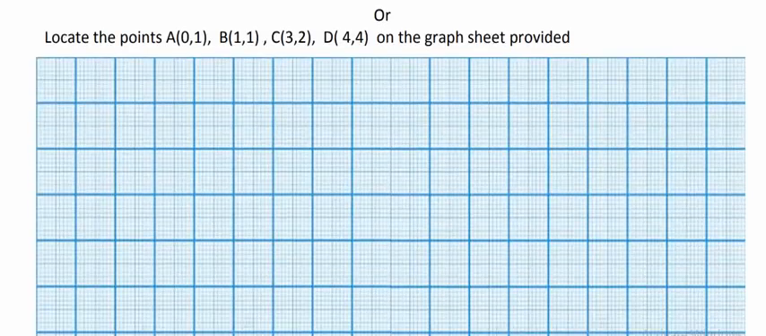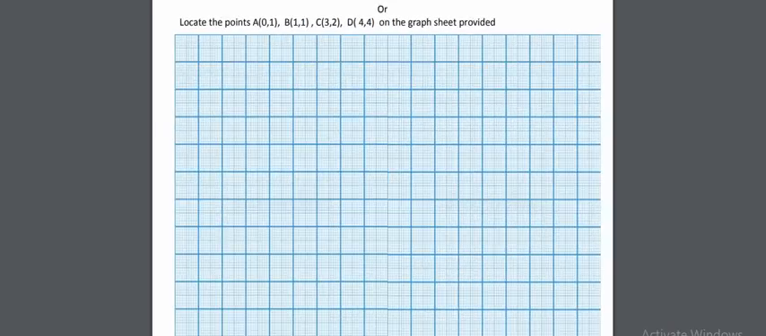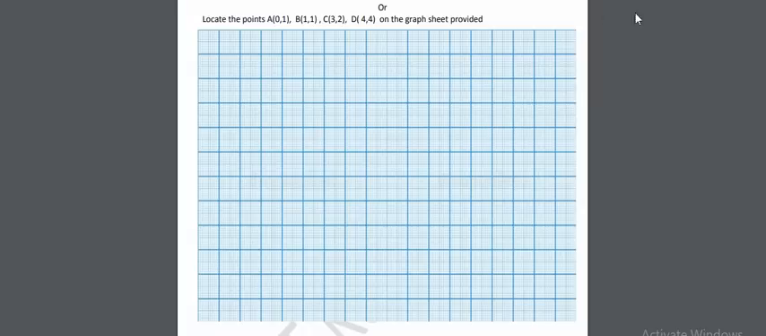Locate the points A, B, C, D on the graph they have given. All the graph points are positive points. So we have to mark these by taking the graph; first I have to compress this graph. Now we have to draw the x-axis and y-axis here. For drawing the x-axis, we have to draw a straight line.